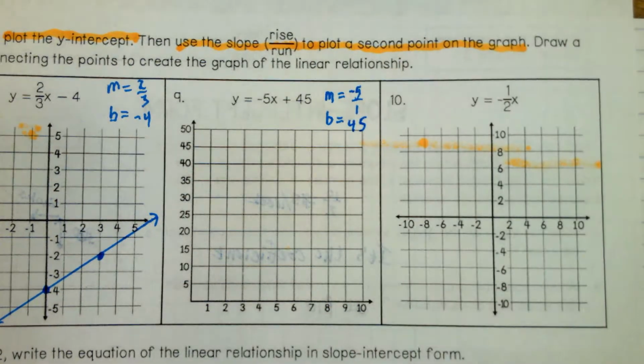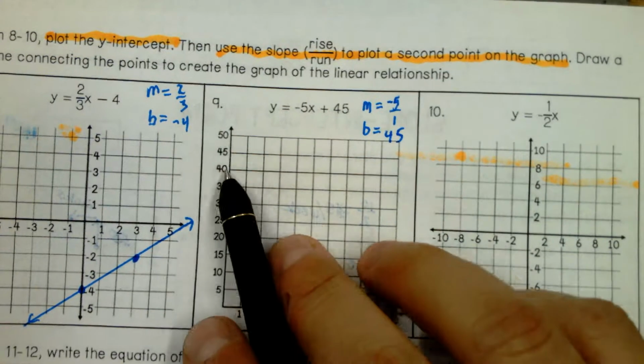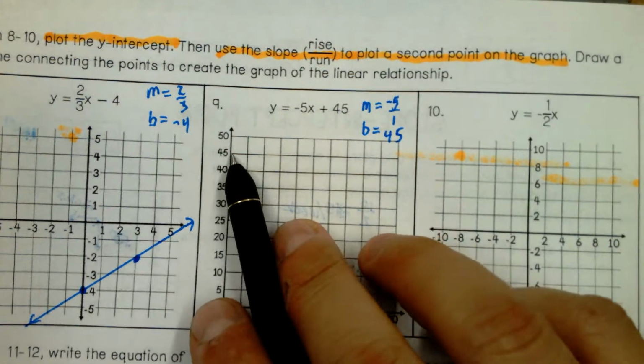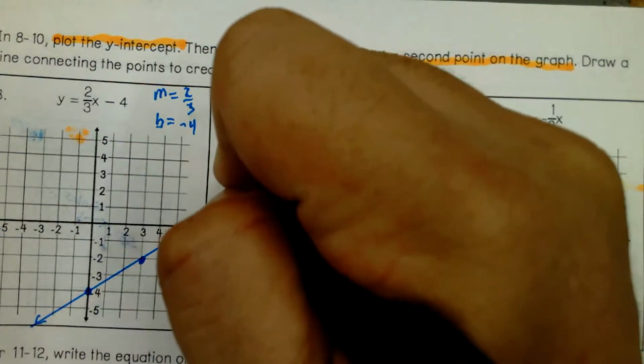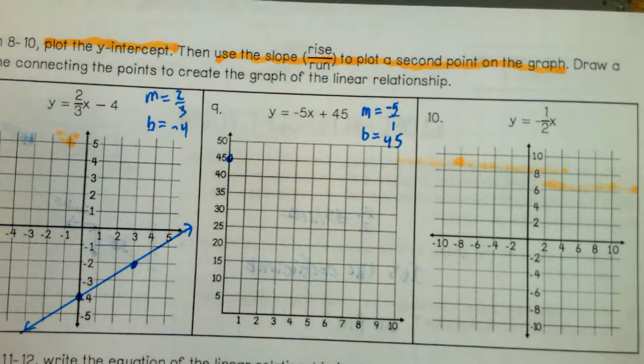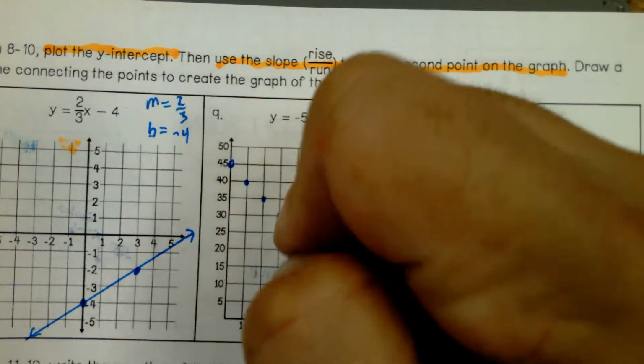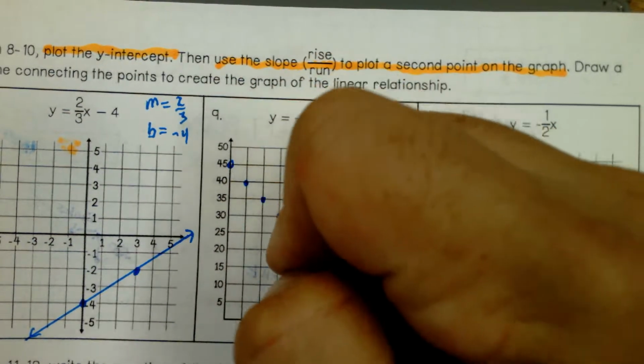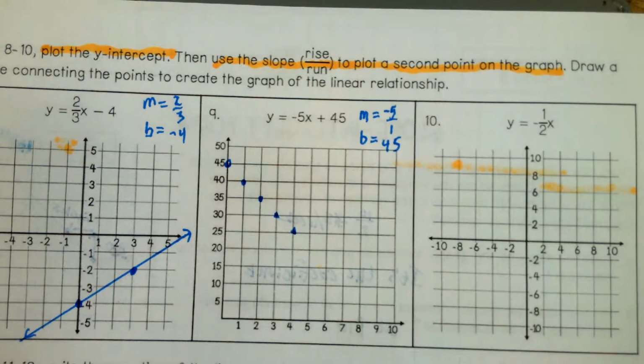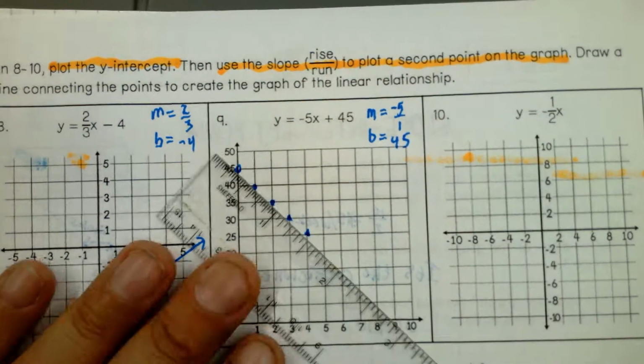Okay, so let's find that. 45 is here, so that's my starting point. Then I want to go down 5/1. Down 5/1. I could find a few points if I want. I went down 5 across 1. So this is the graph for this.